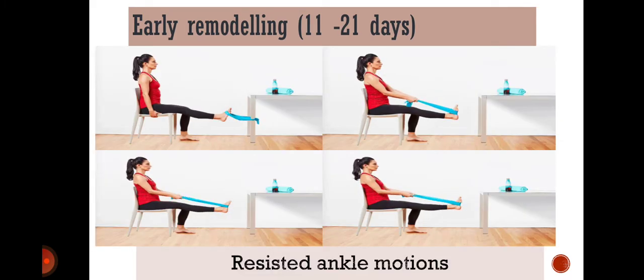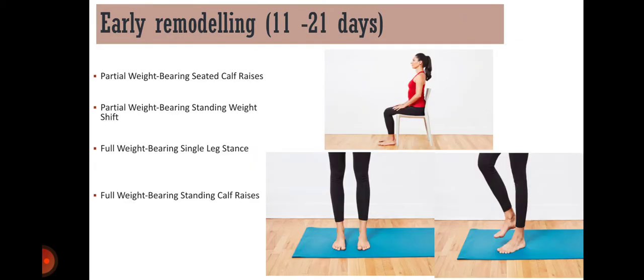So these are some of the ankle exercises. Resisted ankle motion, which is done in the early remodeling phase. These are the same exercises which we were doing in the earlier two phases, like dorsiflexion, plantar flexion, ankle inversion and eversion. But now we are applying resistance with the use of TheraBand. This will help in strengthening the ankle muscles.